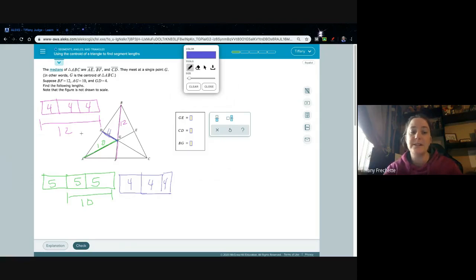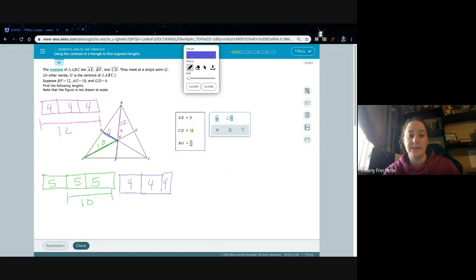So now that I have all my pieces filled in, I can figure out what they want over here. So GE, that was for my green. So GE is 1/3. Well, I've already figured that out. It's 5. All right, CD. So this is my blue. So CD is the whole thing. Well, I already know it's 4, 4, and 4. I just have to add them together. So I get 12.